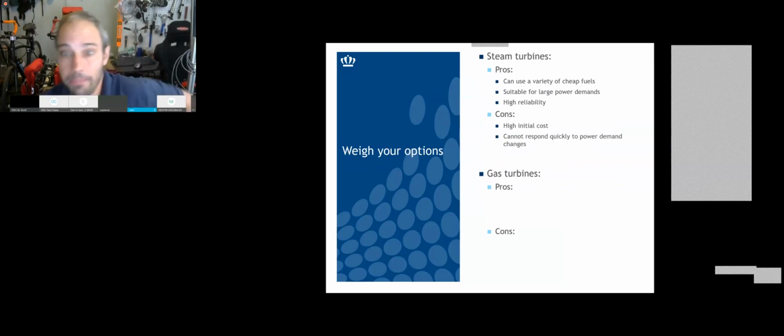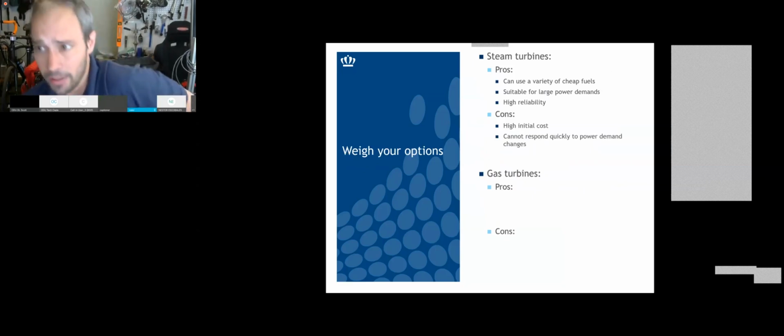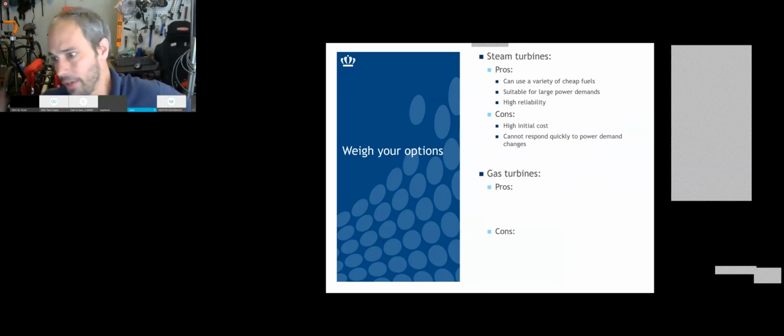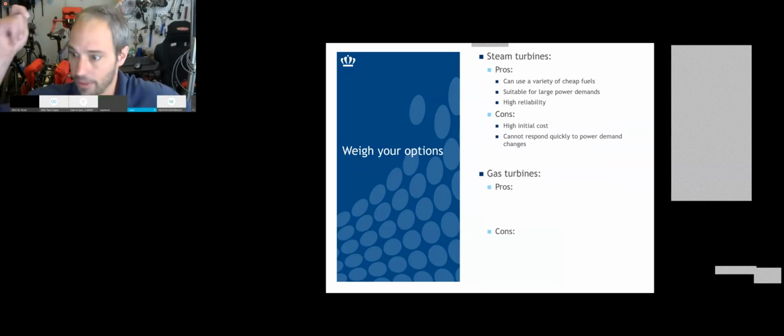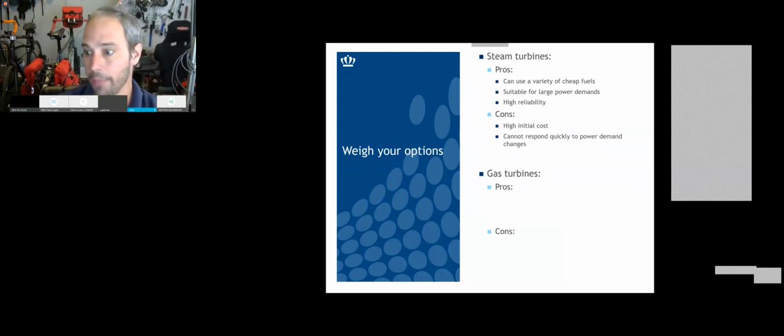They also can't respond quickly to power demand changes. What that means is, if you're in your car and you hit the throttle, you can climb a hill really quick, right? If you drop a gear and go up the hill, you can accelerate. You can really change the power delivery to the road as you need it. Steam power plants don't do that. They take a long time to get up and running. You got to heat the water, boil it. You got to get the turbine up to speed. You got to get everything running.